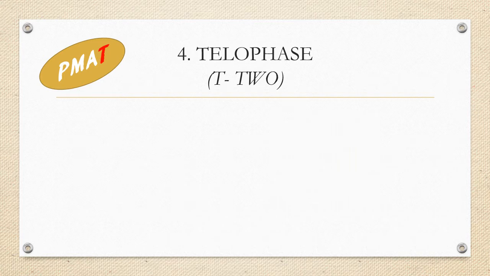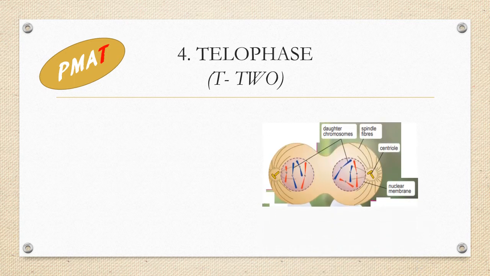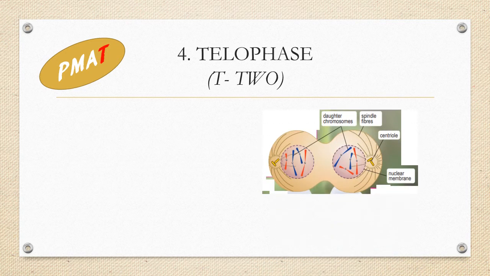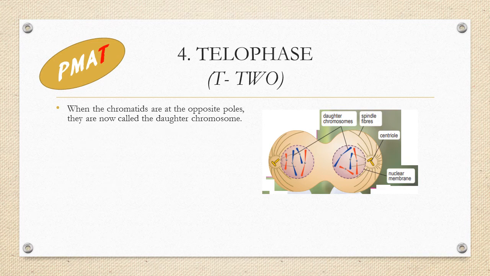Okay, so we go to the next and last phase of mitosis, which is telophase. Remember the word T, two? When the chromatids are at the opposite poles, they are now called daughter chromosomes. So when chromatids arrive at the opposite pole, we call them daughter chromosomes. Each pole contains one set of complete and identical chromosomes. So there we have two sets of chromosomes, right?